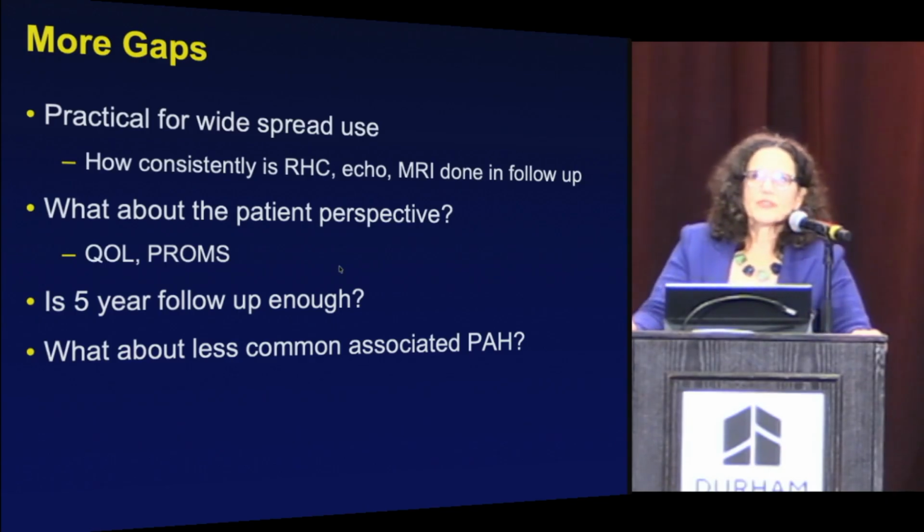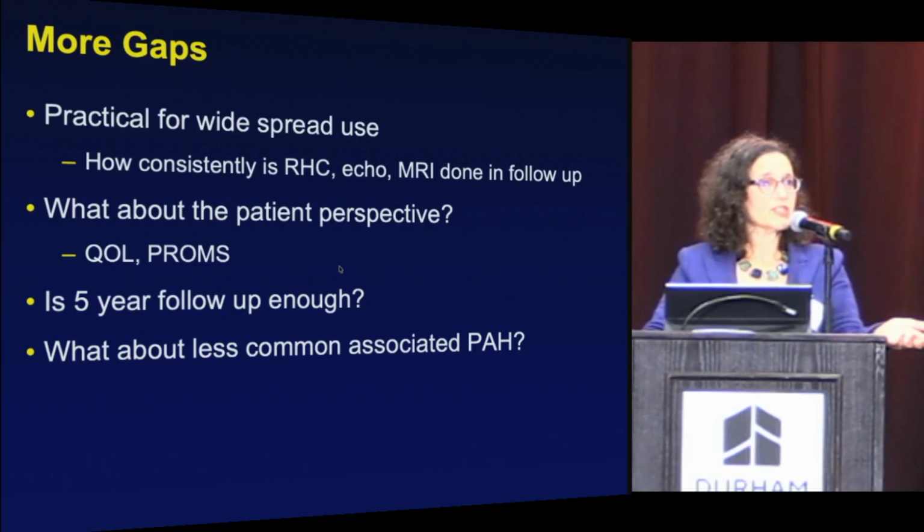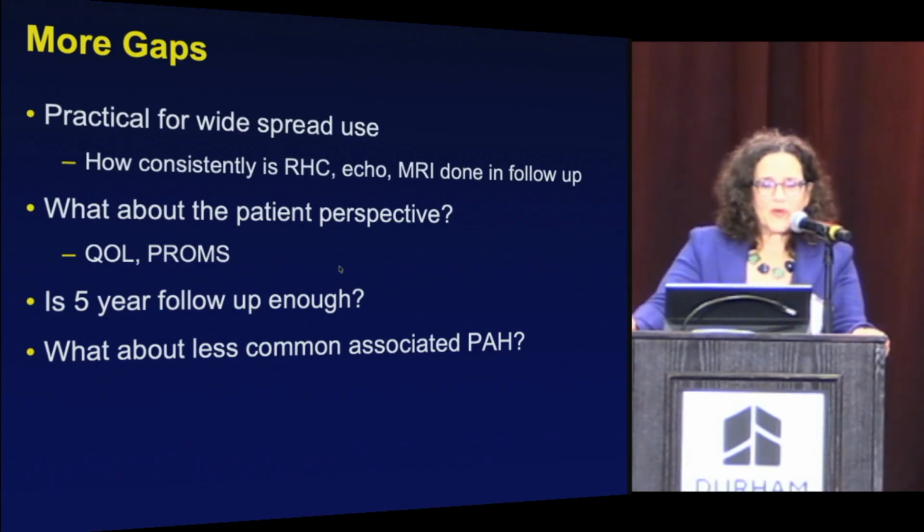So in terms of the gaps and where we're going, we need to make risk stratification practical for widespread use. The right heart cath data from the French is really important. I think I use right heart caths all the time, but there are a lot of places where right heart caths are done at the time of diagnosis and then they're not repeated, or there are some areas of the world that don't have the resources to do right heart caths frequently. And similarly with echo and even MRI, there's some places who do a lot of MRIs and some places who do them very rarely.